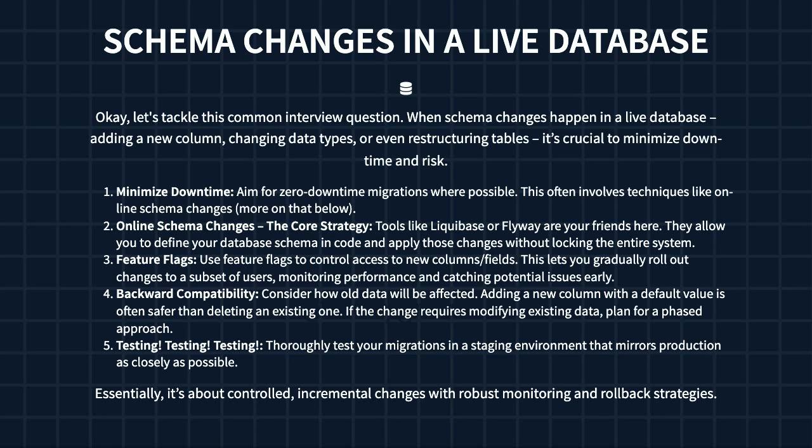Feature flags are also super helpful. Think of them as switches that allow you to gradually roll out new features and columns to a portion of your users. This gives you time to monitor performance and catch any potential issues before they affect everyone. And, crucially, thorough testing in a staging environment is essential before applying anything to production.